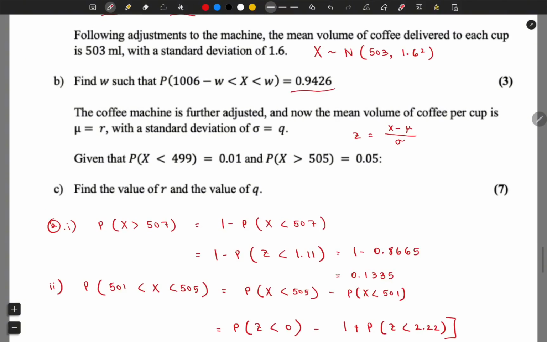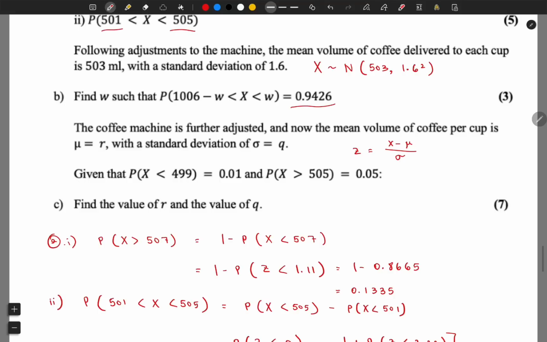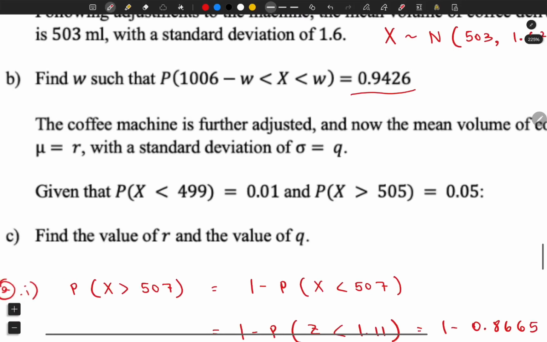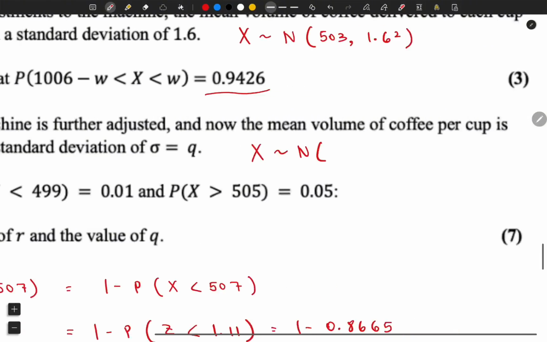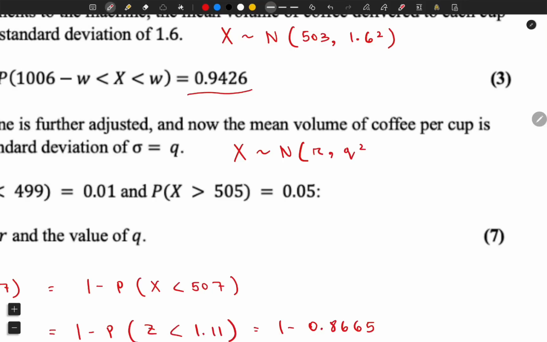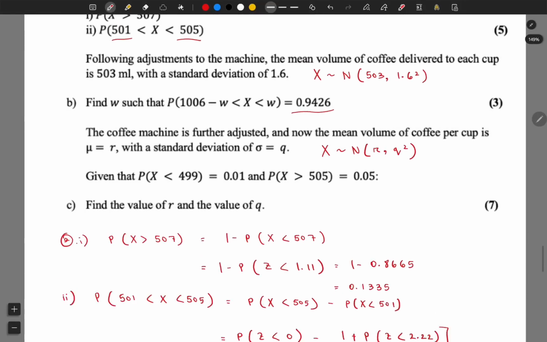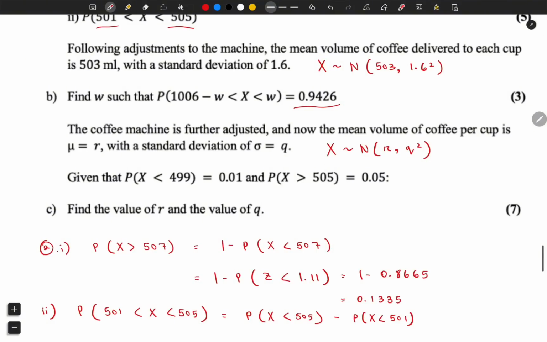Now moving on to the next question. The coffee machine is then further adjusted, and now the mean volume of coffee per cup is mu equals r and the standard deviation is q. So now the x is normally distributed across r and q squared. And they have given us two pieces of information: the probability for x to be less than 499 is 0.01. All right. So we know that the probability for x to be less than 499 is 0.01.